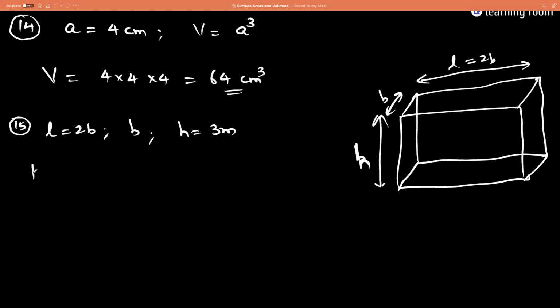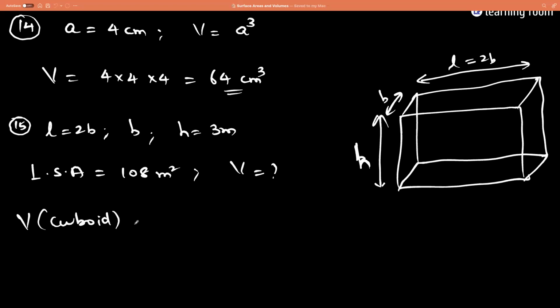The area of its 4 walls means they have given you which side? They have given you the lateral surface area as 108 meters square. Okay. Now what we need to do is we need to find its volume. So volume of a cuboid is how much? It is length into breadth into height. Right. So length is 2b, breadth is b, and the height is 3. This is equal to how much?